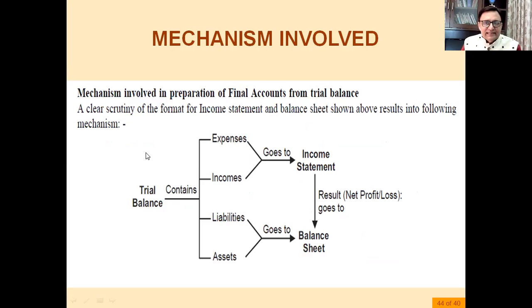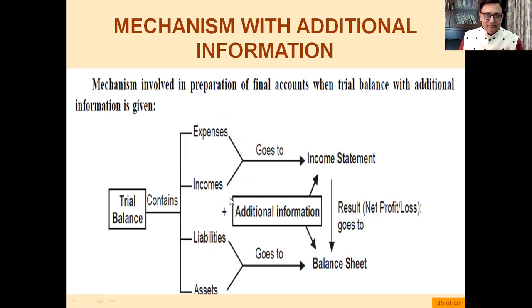So the mechanism which is involved in preparing these financial statements in final accounts from trial balances, a clear scrutiny of the format of the income statement and the balance sheet shows the following. Trial balance contains expenses, incomes, liabilities, and assets. As far as the expenses and incomes are concerned, they go to the income statement. As far as the liabilities and assets are concerned, they go to the balance sheet. So in this way, we follow the mechanism.